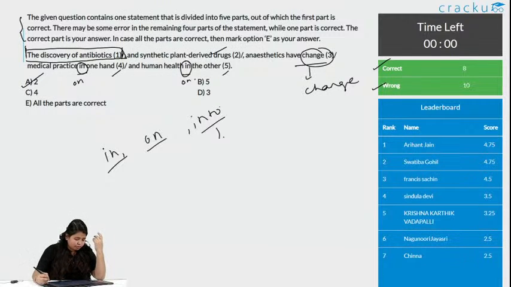Yes, Jayashree, option 1, option A is the correct answer. Let's go to the next question. Hope you got this. Where do we use in and on? Many times we get confused about where to use in and on. Like this bottle is on the table. Similarly, the things are on the hand. Let's go to the next question.